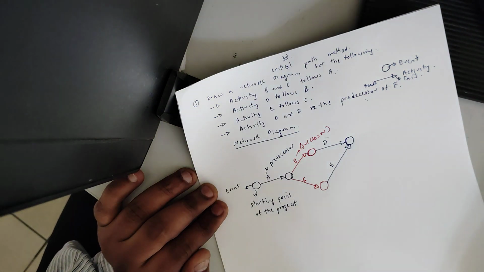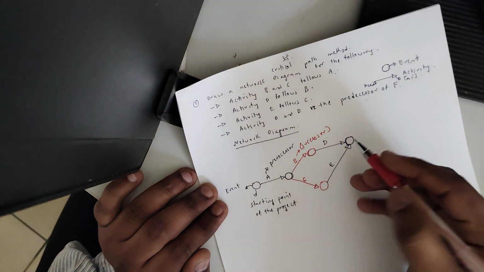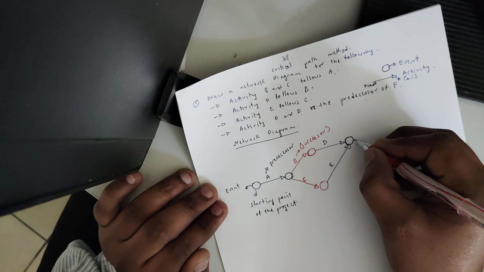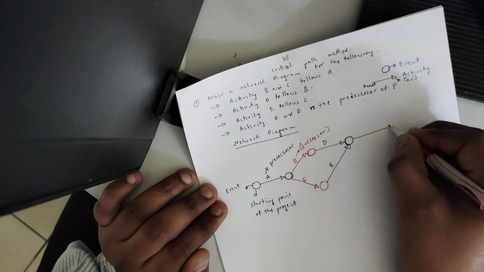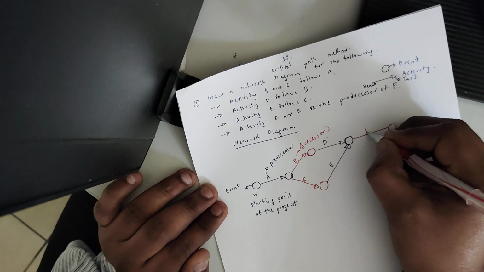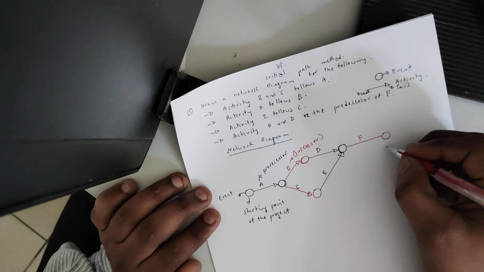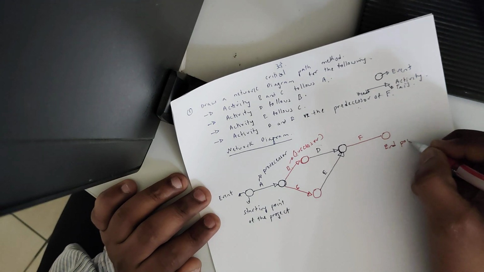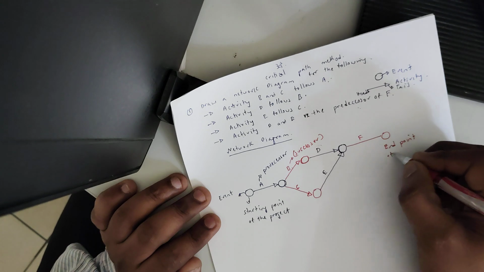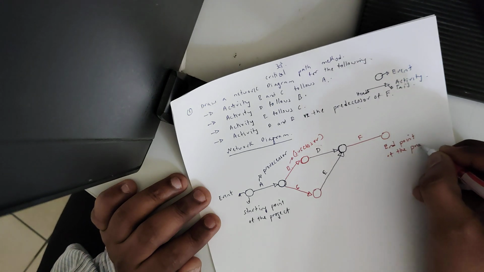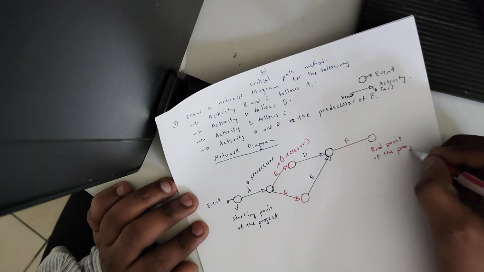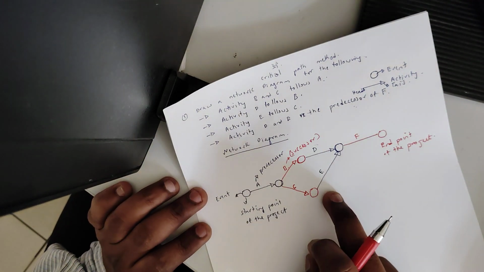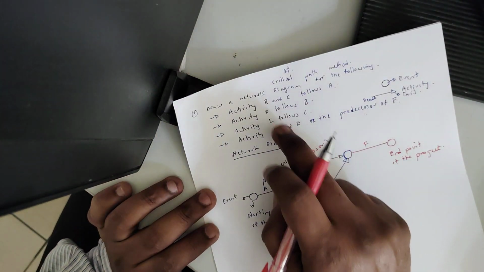Now see here, it's very simple. D and E are the predecessors of F. So this will be your F activity. And this is the end point of the project. So this is called the network diagram for this question.